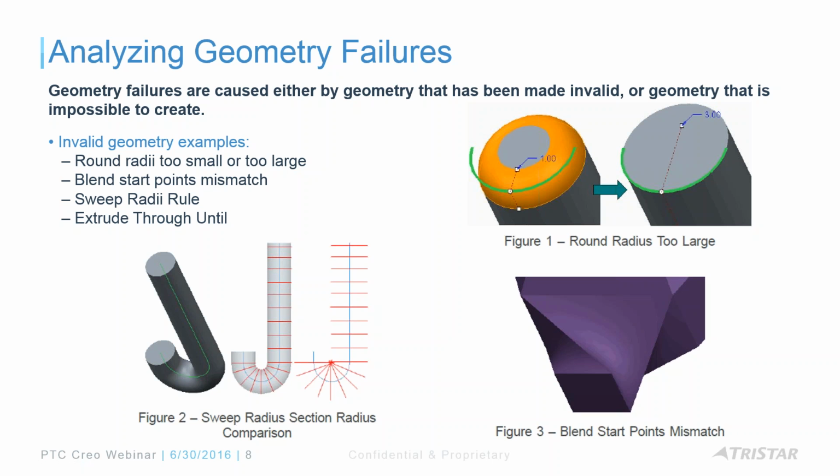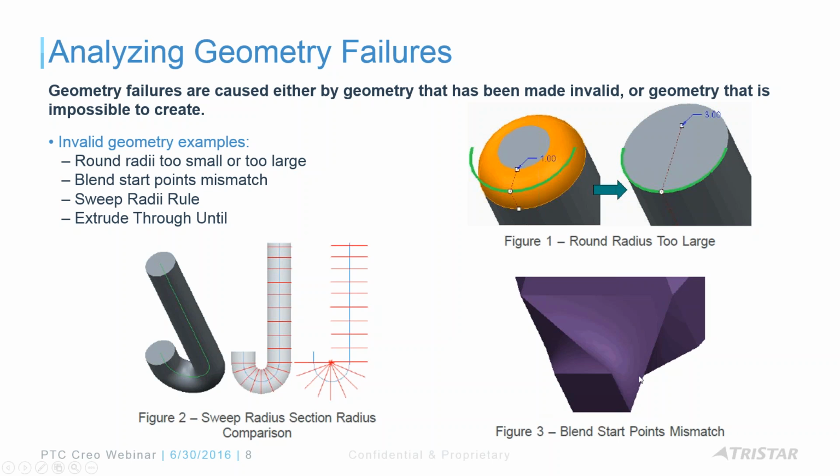Geometry failure is caused when geometry has been changed, so it's been made invalid, where the geometry can't be created. It's impossible to create. In figure 1 there, for example, you see the round on the edge of that cylinder. If the round gets too big, where it's too big to fit, it overlaps itself, and then we're going to have a failure. In figure 2, for example, if the radius in our sweep trajectory is small, so that when our section tries to sweep around the corner, it overlaps, it may fail or take you into resolve.